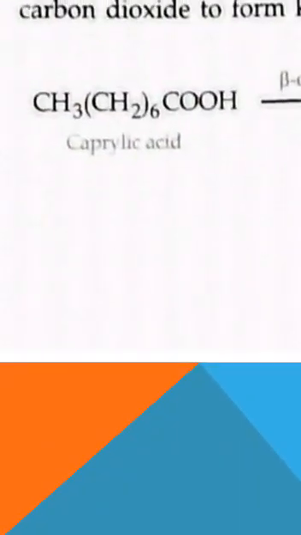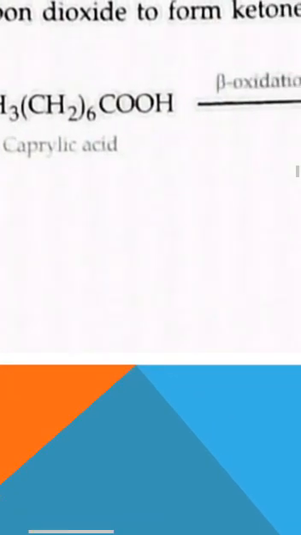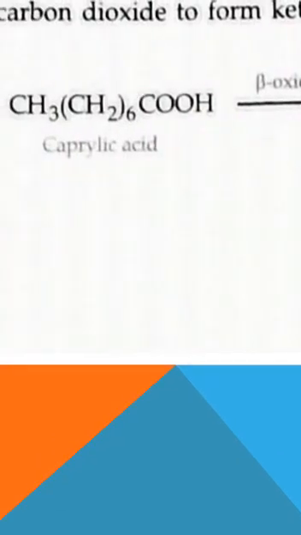First, the acids present in the fats undergo beta oxidation. After COOH, the first carbon is the alpha carbon, and next to this alpha is the beta carbon. When this acid comes in contact with air, the beta carbon gets oxidized.